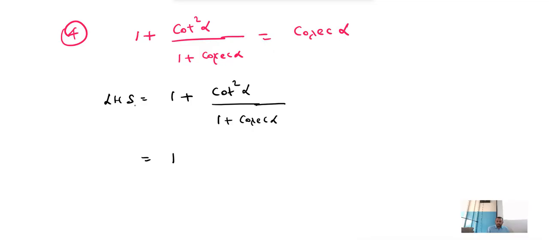Now see here, 1 plus, I will write as it is, cot square alpha. Our sir has told one identity. We know that cot square theta, here cot square alpha plus 1 is equal to cosec square alpha.